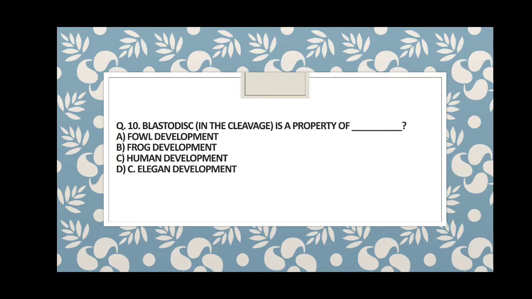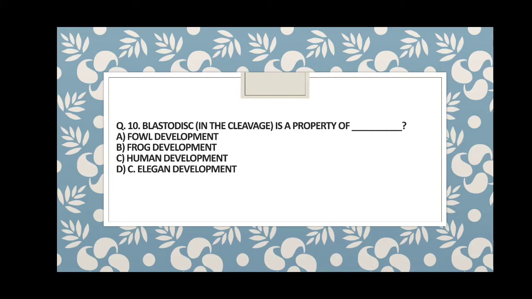Then what happens? The area only available for development is the upper area where the yolk is not there, because yolk only has the purpose to hinder and interfere with the development. So what happens? Only the area above the yolk is available for the development. That area is very small, and it looks like what? It looks like a disc, and so it is called the blastodisc.